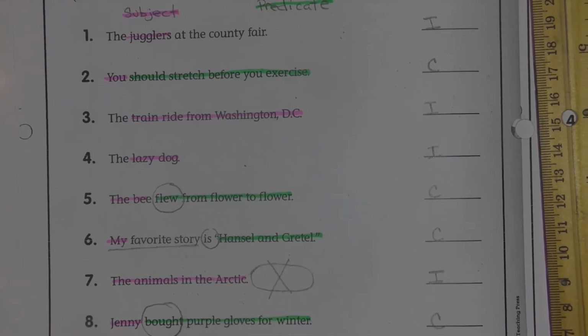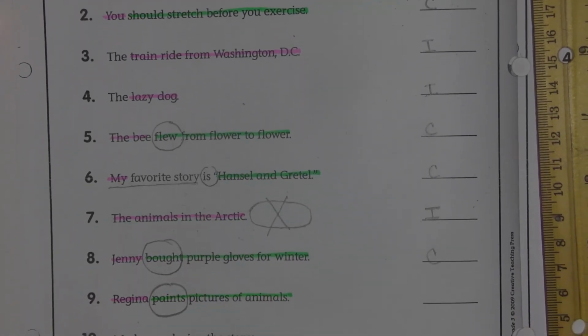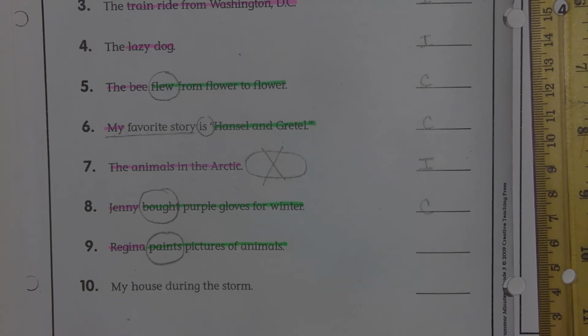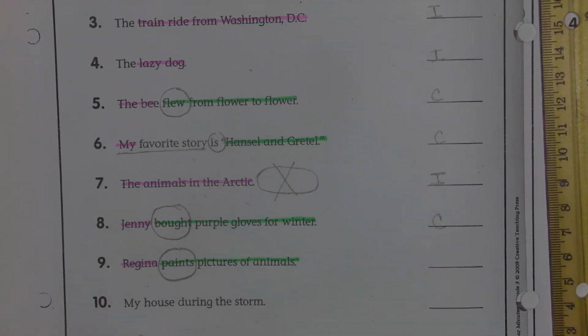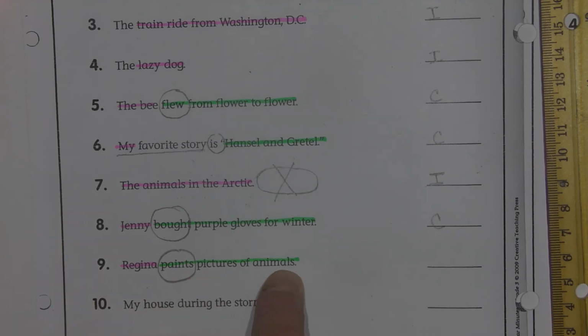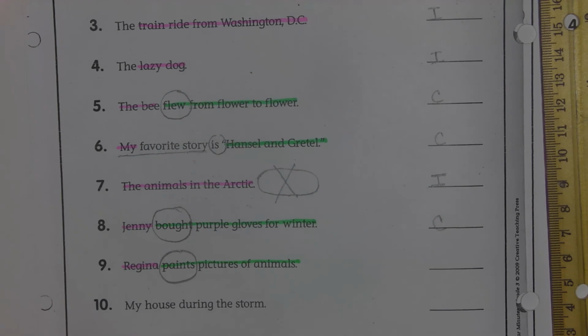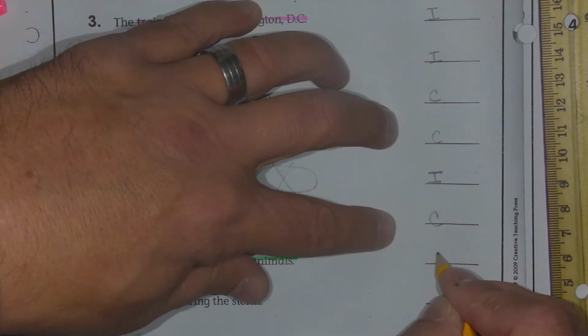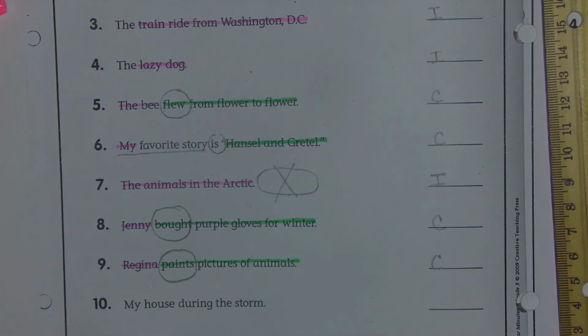And again, I'm sorry, I forgot to raise my camera, so I'm just going to shift this down right now so I don't forget again. But I'm going to show you, like I tried to show you before, Regina is the subject, paints is the verb that ties the subject and the predicate together, and pictures of animals is the rest of my thought. So Regina paints pictures of animals is a complete thought, so it is a complete sentence.